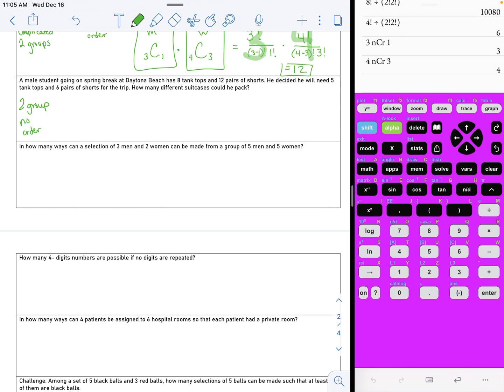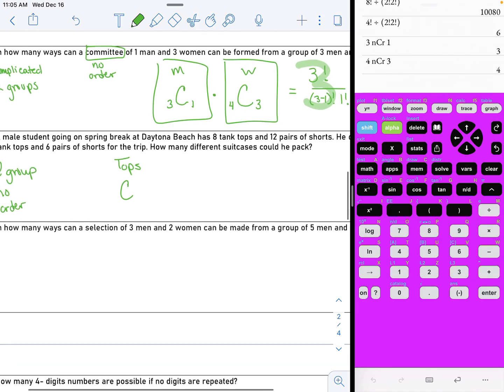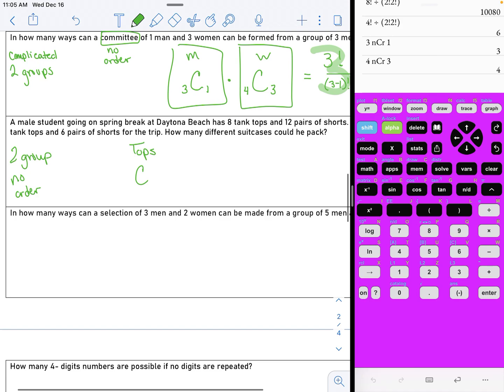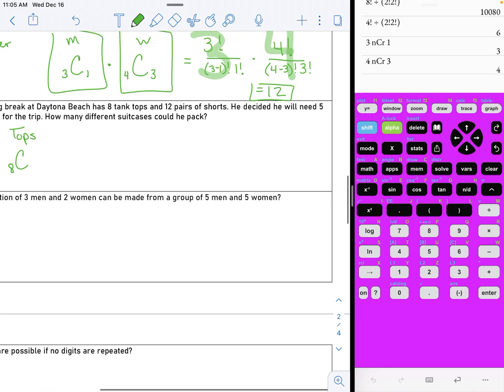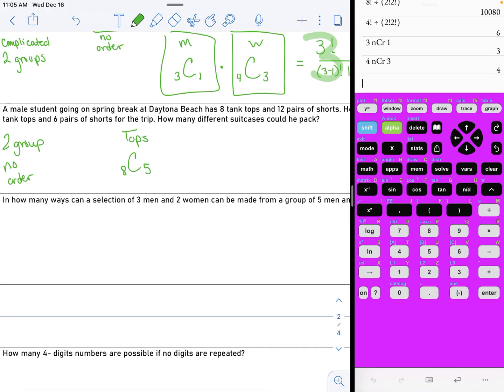So let's talk about his tank tops first. For his tops, this is a combination of tops. Remember, order is not important. He has 8 tank tops altogether. And how many is he taking? 5. It says that he's going to take 5 tank tops. Now for every top that he takes, we have to multiply that by the shorts.